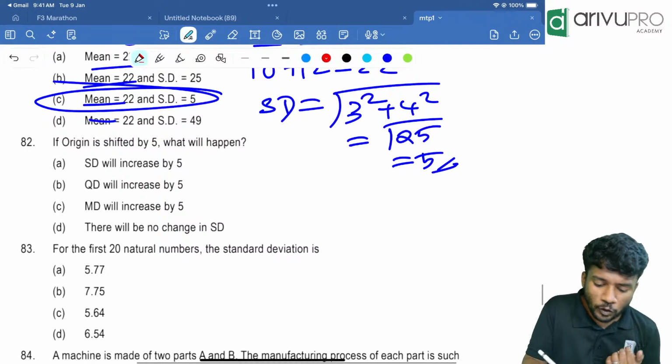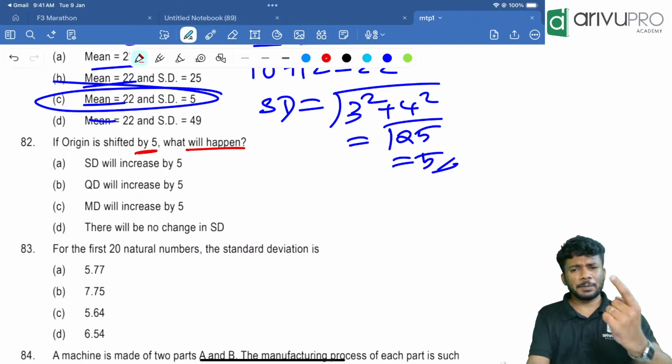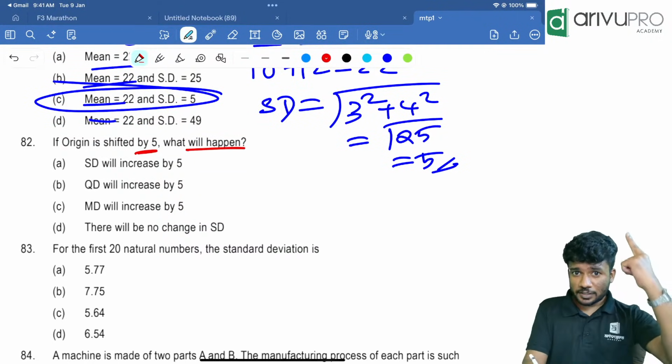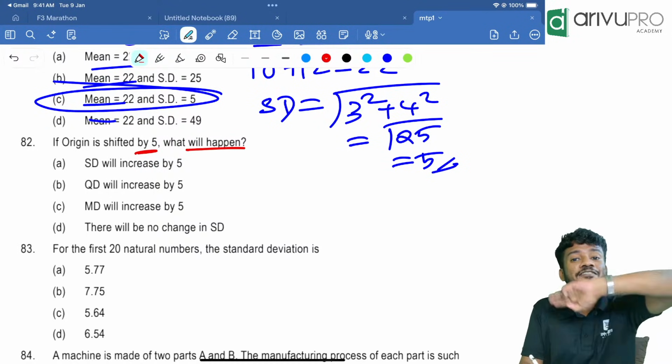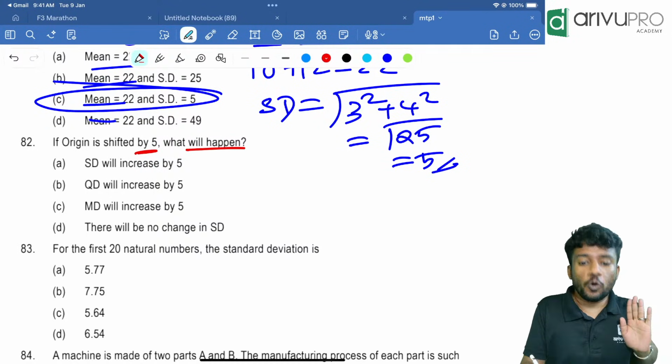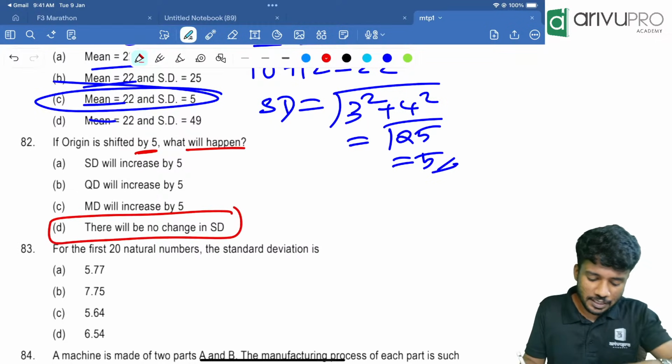Next one. If the origin is shifted by 5, what will happen? People, the dispersion, standard deviation, quartile deviation, mean deviation, everything is independent of origin. So there is no change in standard deviation.